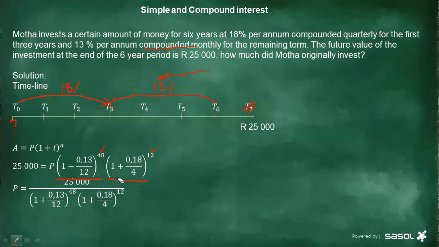We divide both sides with these 2 brackets, and this is what we're going to be having. Then after having this, you just put everything inside your calculator, and then you say equal sign, then it's going to give us 8,788 rand 73 cents. So that is the amount of money which was invested for her to obtain 25,000 after 6 years.